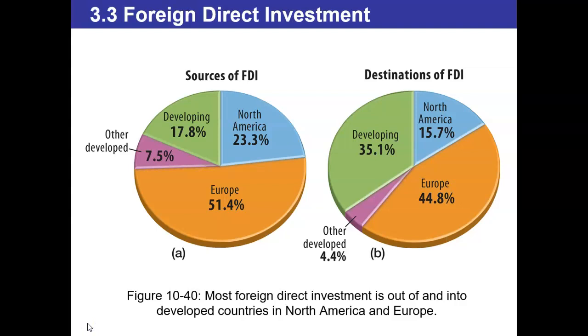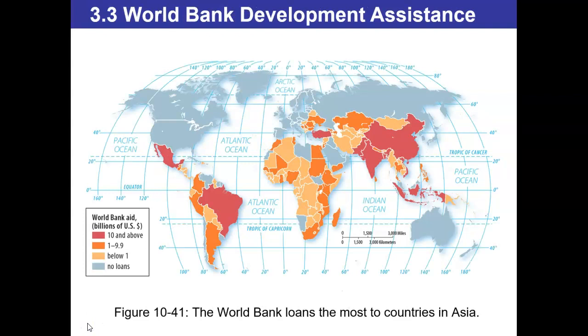Only 1/3 of foreign direct investment went to developing countries in 2013, while the other 2/3 went to developed countries. This allows already developed regions of the world to continue to grow much more rapidly, even when developing countries are starting to grow, they are not able to catch up to or even come close to the already developed regions. Looking at figure 10-41, we can see that the World Bank loans the most money to countries in Asia.